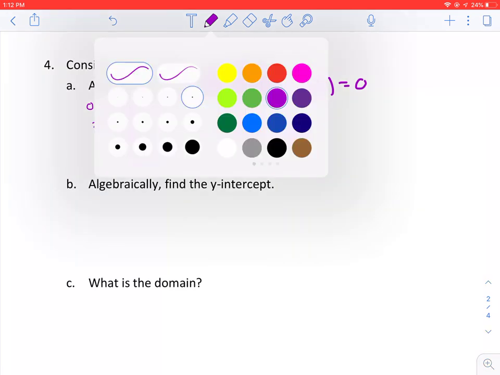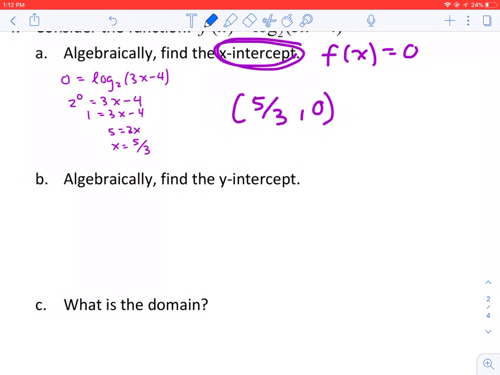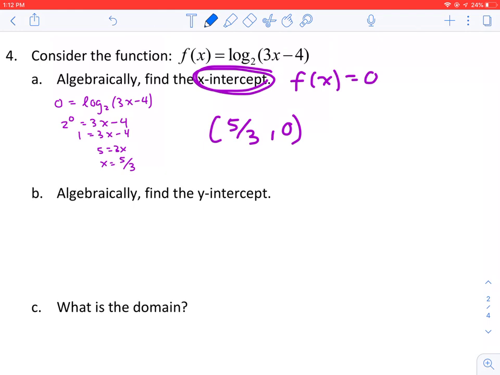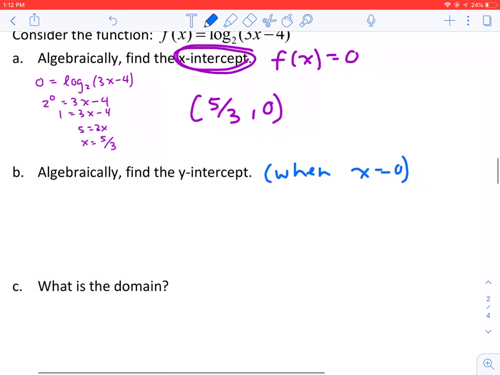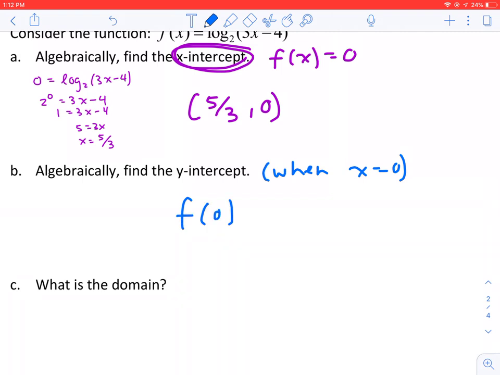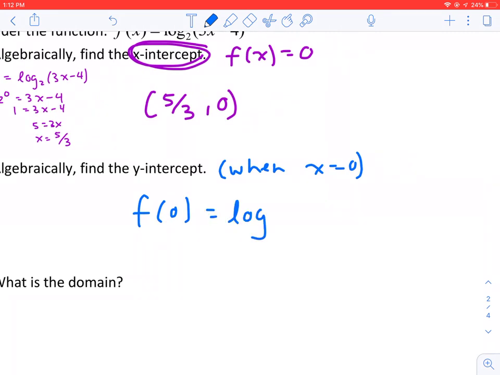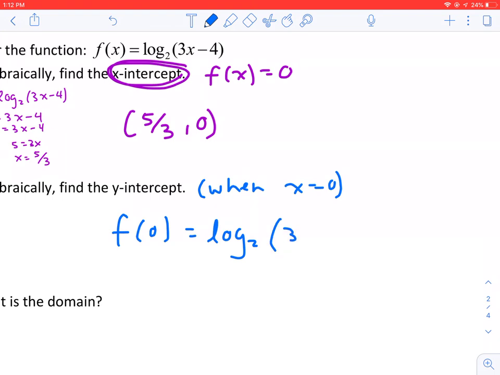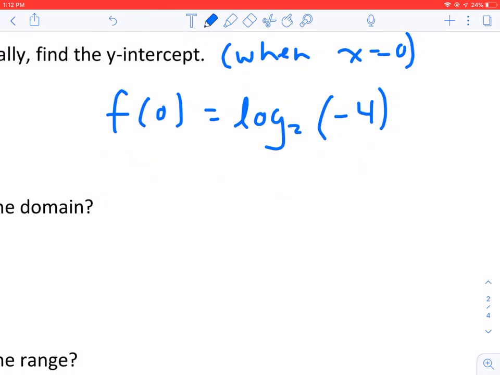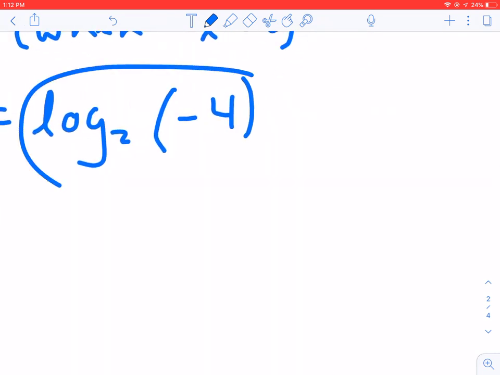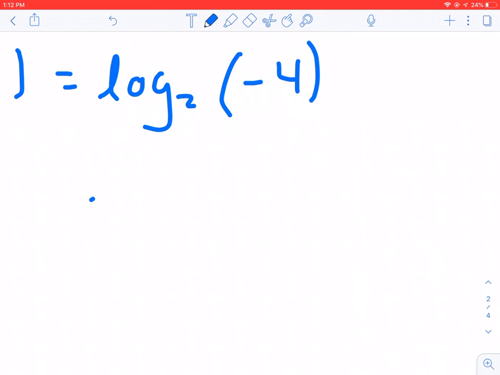Next, find the y-intercept. The y-intercept is going to happen when x is 0. So let's plug in a 0. f of 0 is going to equal log base 2 of 3 times 0, which is 0, minus 4, or log base 2 of negative 4. So what is log base 2 of negative 4? In other words, 2 to the what power, I'm going to use a y for the what power, is equal to negative 4.